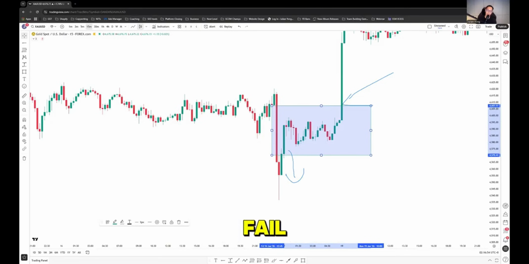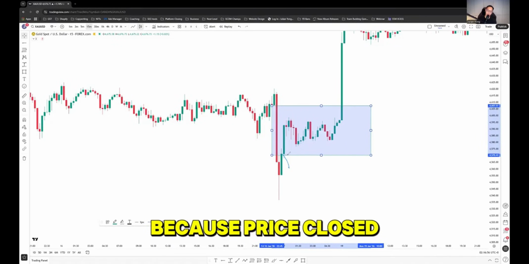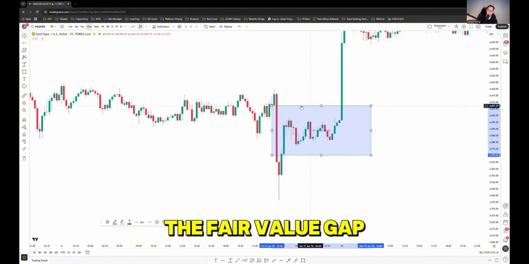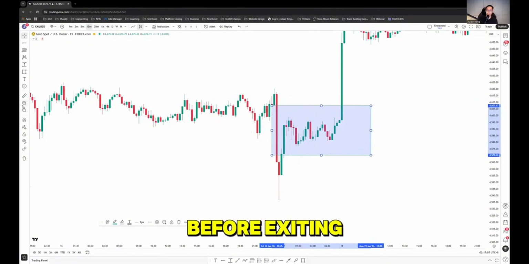How do you know it's going to fail? Because price closed inside the fair value gap. So maybe you can use this as an exit. You don't have to wait until the fair value gap closes before exiting.